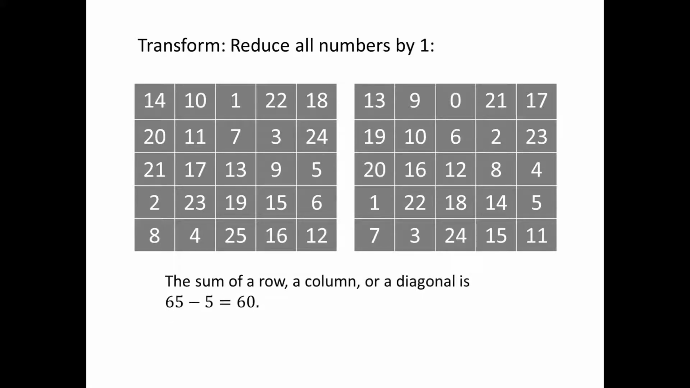Of course, the row and column properties are still satisfied. In the new table, the sum of a row, a column, or a diagonal would be 65 minus 5, which is 60. They are symmetric as well.